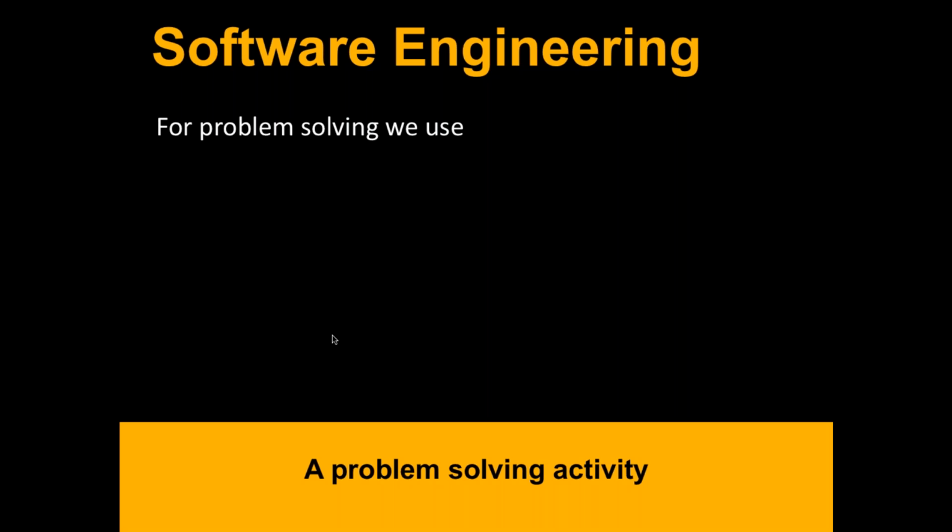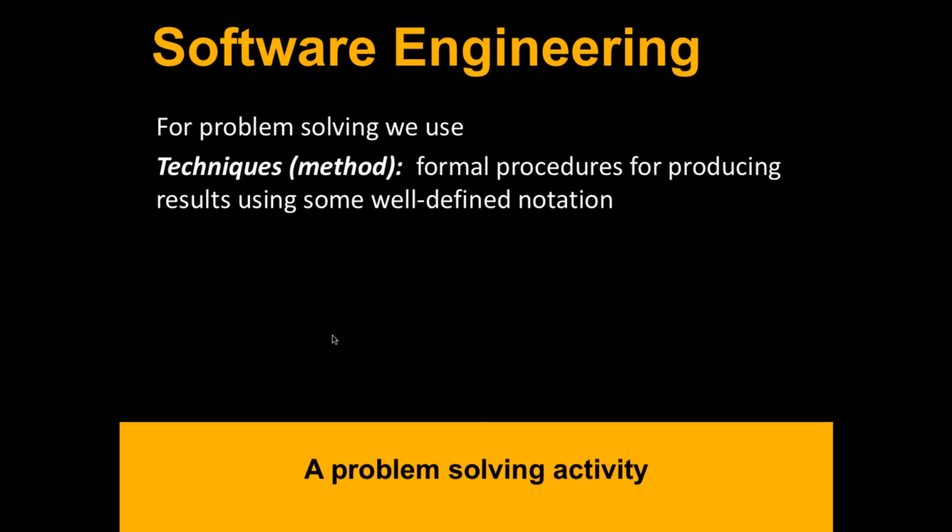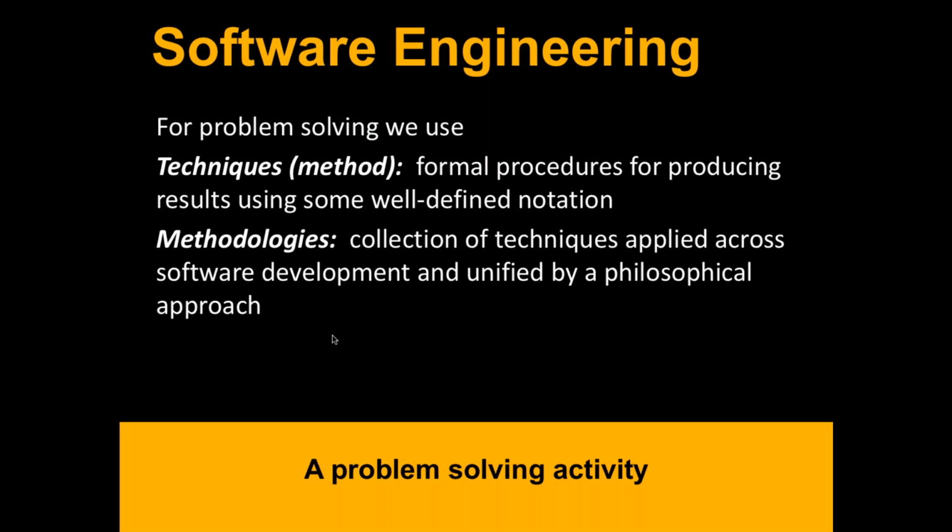More specifically in software engineering, in order to do this problem solving, what we really are using are techniques. Techniques are methods or formal procedures that produce certain results, using some well-defined notation. To give you an example of a technique or a method, say for example, recursion is a technique or a method. There is a well-defined mathematical notation for it, and you're able to use this formal procedure and produce certain results.